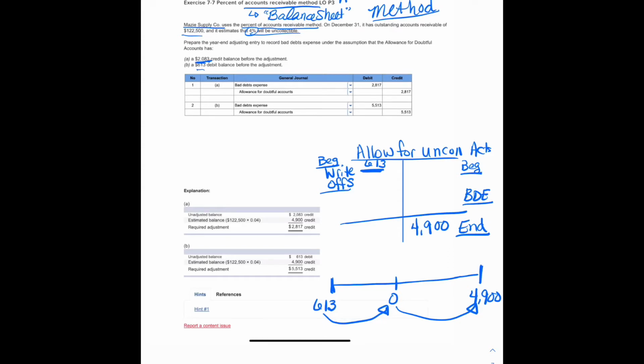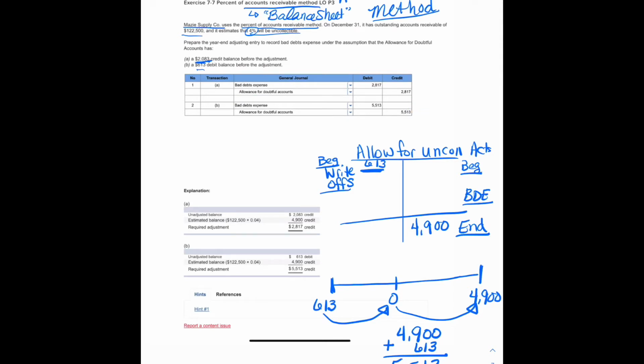So instead of subtracting these like we did a second ago, I'm actually going to add them together. I need my $4,900 as a credit, and I'm going to add in my $613 that was my debit beginning balance. That will tell me that the amount of my adjustment needs to be $5,513, which you see right here. And once again, the accounts are the exact same as they were a moment ago. So hopefully not too terrible.